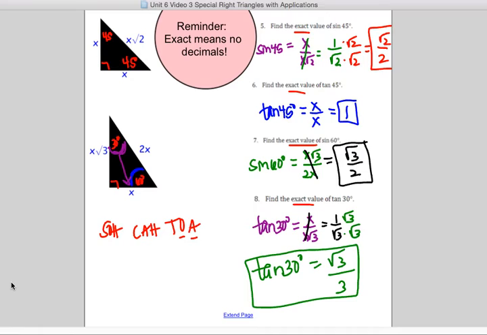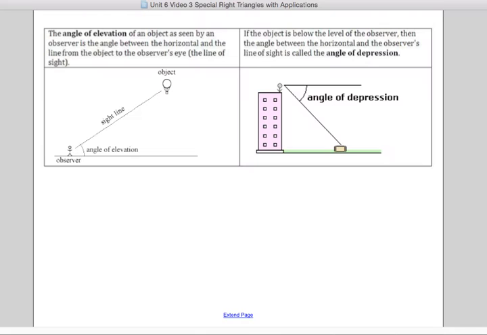The second part of today's notes is talking about the angle of elevation and angle of depression. So if you need to take a break, now would be a good time. Otherwise, I'm going to move on and finish up the note sheets.